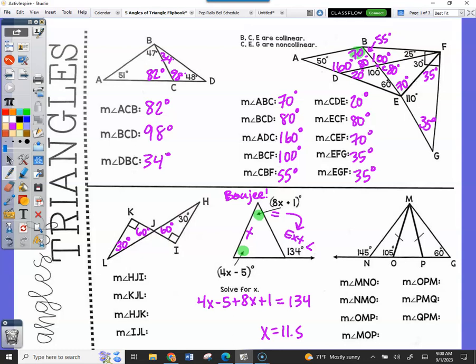You got HJI. So that's HJI, and it's the corner. So that would be 60. 60 would go here. Now you've got KJL. KJL, it's the corner. That would be 60.